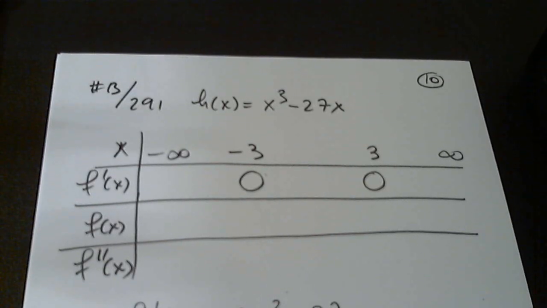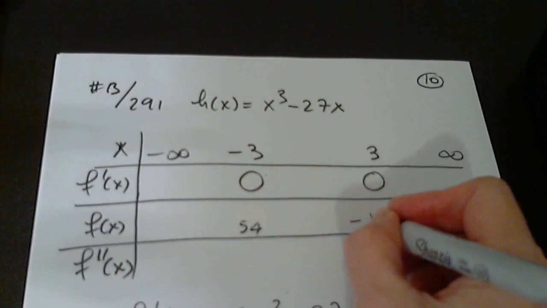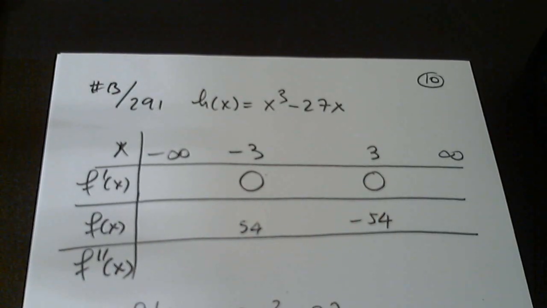Okay, so in y equals, I have the function that is x to the third minus 27x. And what I want is negative 3 and positive 3. So 54 and negative 54. 54 and negative 54. Perfect.